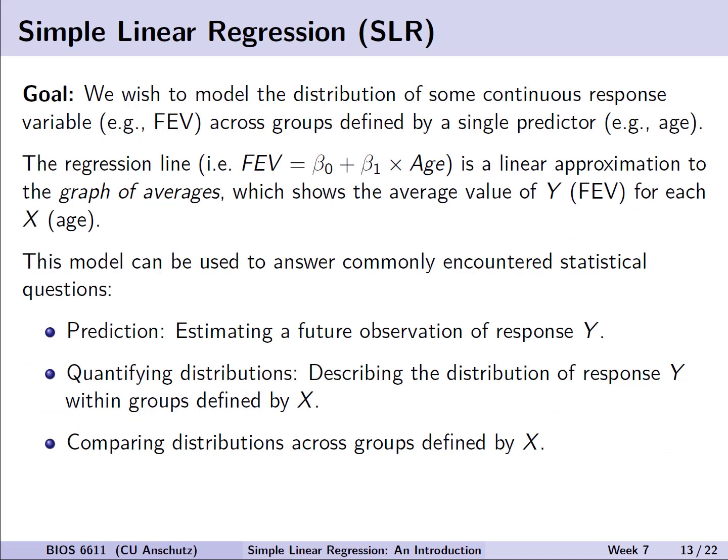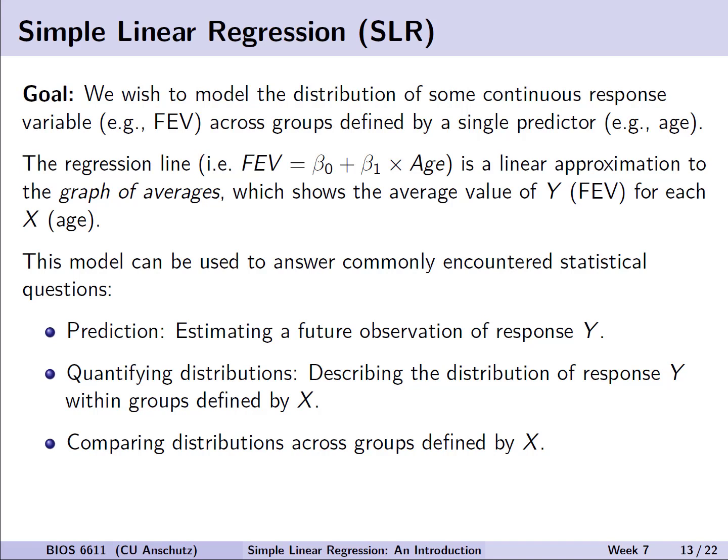And this is where we cue simple linear regression, SLR, to come to the rescue. Our goal with simple linear regression, or regression more generally, is that we wish to model the distribution of some continuous response variable, for example, our outcome FEV of interest here, across groups defined by a single predictor. In this case, age, which we saw on the previous slide, could be treated as a bunch of categorical variables, or perhaps we'd like to treat it as that one predictor continuously.